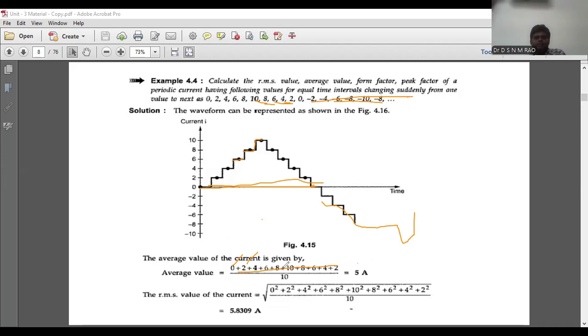Similarly, the RMS value of current is nothing but the root mean of squares of instantaneous values, so the square root of the mean of squares of instantaneous values. In this way, the RMS value will be obtained by using the graphical method. So RMS value equals 5.83 amperes, average value equals 5 amperes. Let's move on to the next problem.